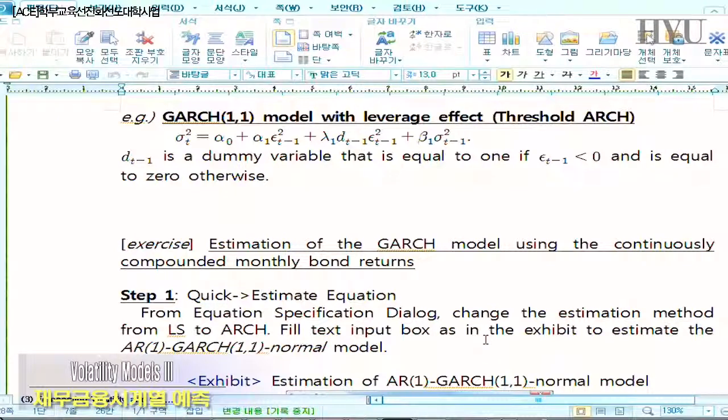In this case, the threshold is whether the shock is less than 0, or greater than or equal to 0. So 0 is the threshold. But in some other applications, the threshold could be some number other than 0, so you can set that threshold at your discretion. That's the general threshold ARCH model. But for the GJR model, the threshold is simply 0, whether it's a negative shock or a positive shock.